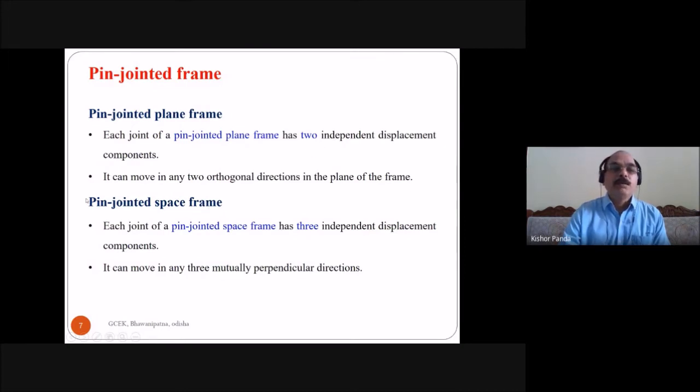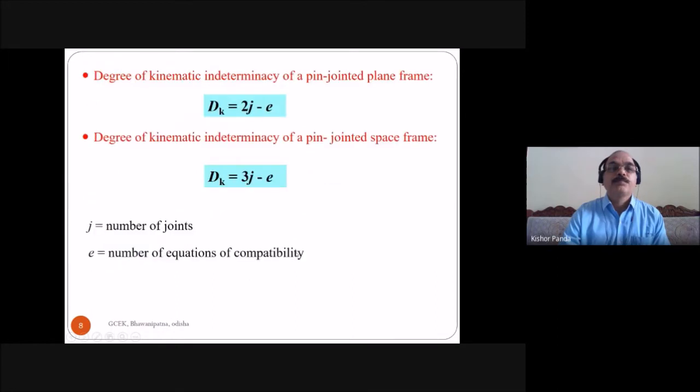But in the case of a pin jointed space frame, at each joint there are three independent displacement components. So you have to take the total number of displacements equal to 3j, where j is the number of joints. Here, this is the degree of kinematic indeterminacy of a pin jointed plane frame. You can find out the degree of kinematic indeterminacy of a pin jointed plane frame.